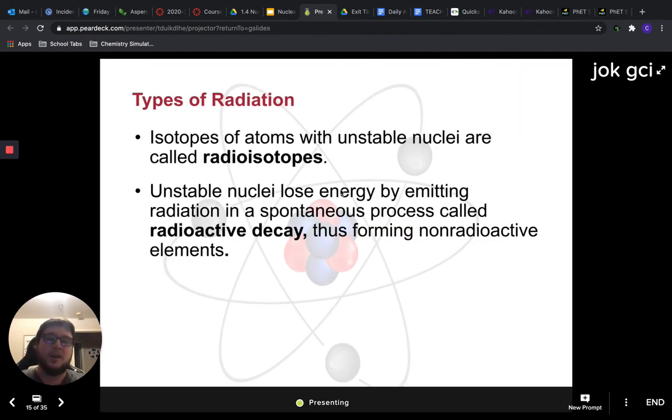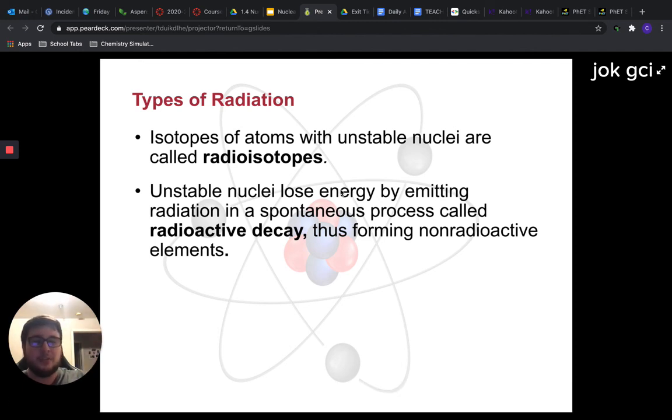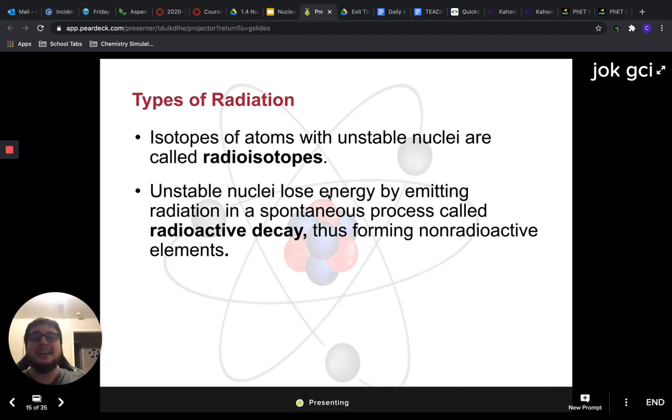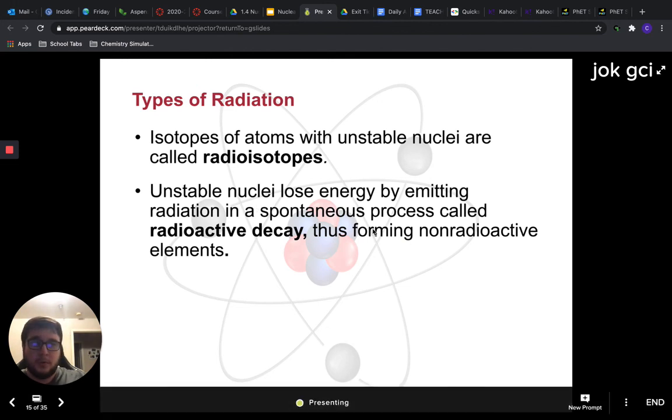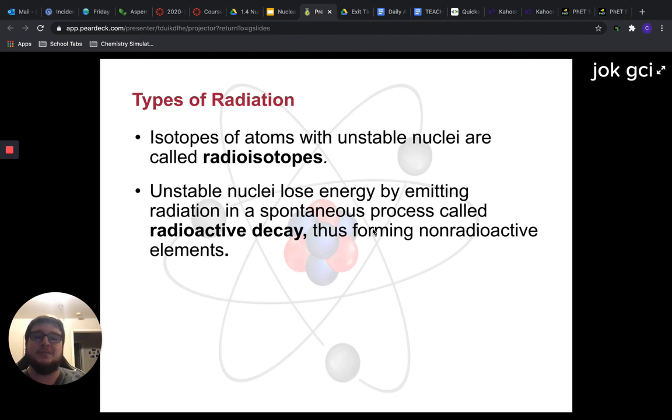All right, and so unstable nuclei lose their energy and get back down to a stable state by emitting radiation in a spontaneous process. Spontaneous just means it's random, called radioactive decay. Radioactive decay means it's going to emit particles out of its nucleus and then form more stable configurations or more stable non-radioactive elements.